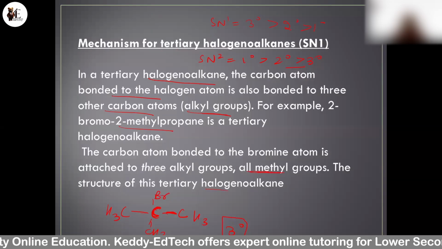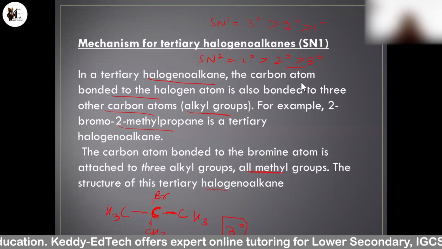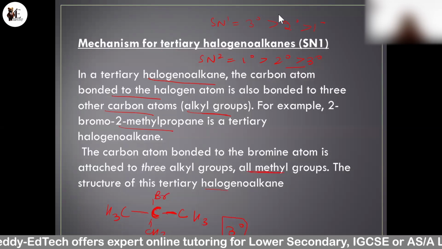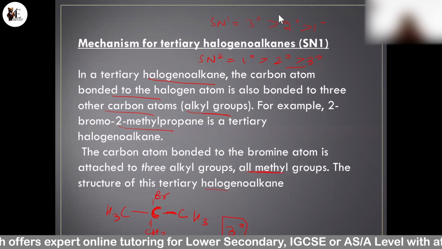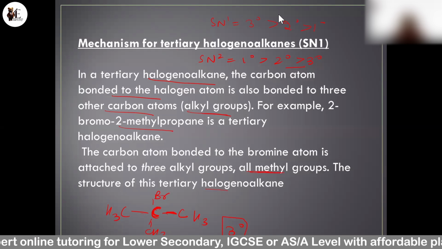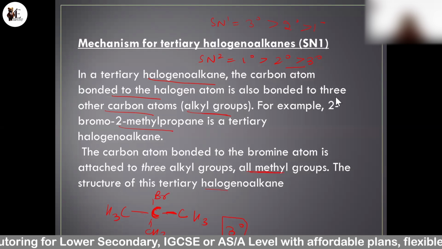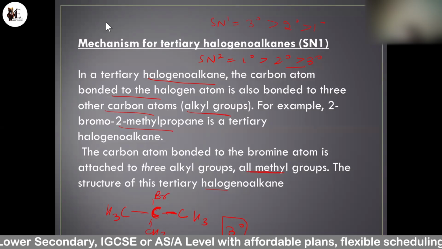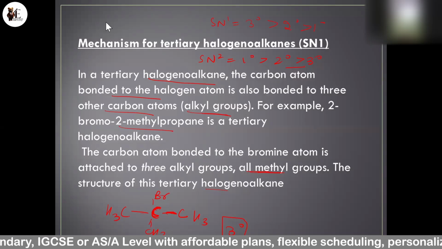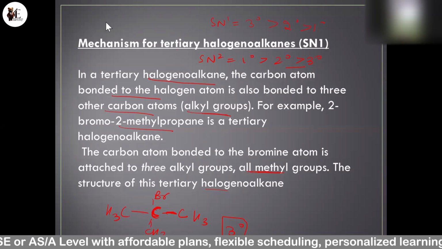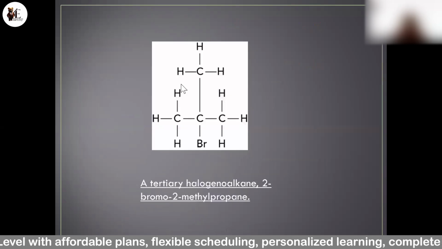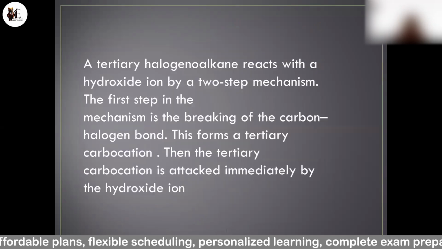Then how the nucleophile approaches in this case, we'll see. First of all, write this down. Here also the same thing happens: the nucleophile will come and the leaving group will leave. Done. So this is the tertiary halogenoalkane, 2-bromo-2-methylpropane.